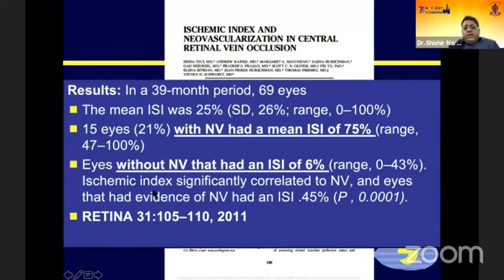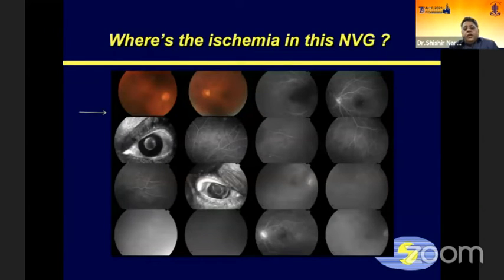So the ischemic index has been really helpful. When the ischemic index is over 45%, the risk of neovascularization increases considerably, and when it is below 6%, the risk of neovascularization is almost nil. So this is a patient who has neovascularization of the iris, and you do a conventional angiography.